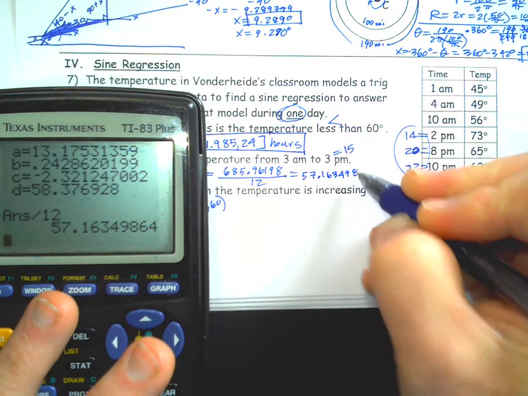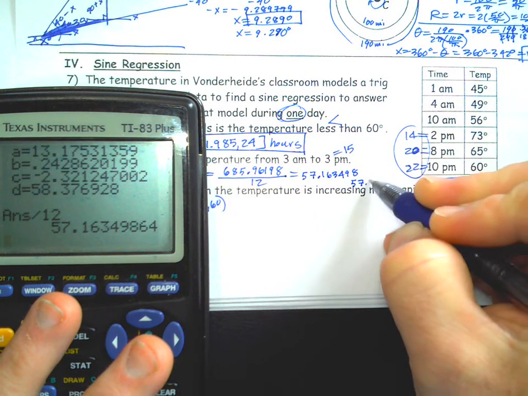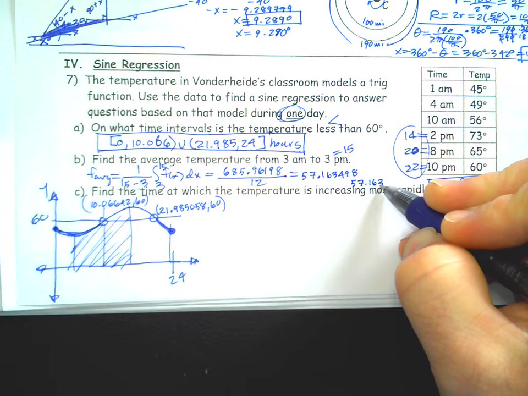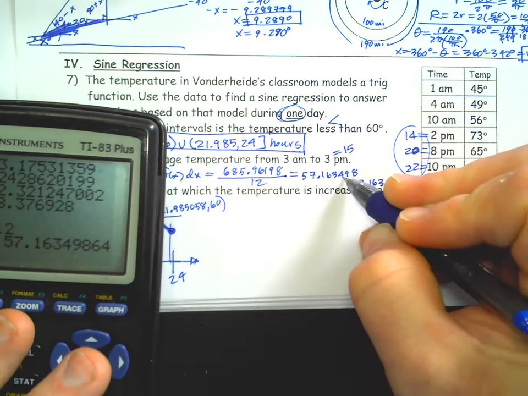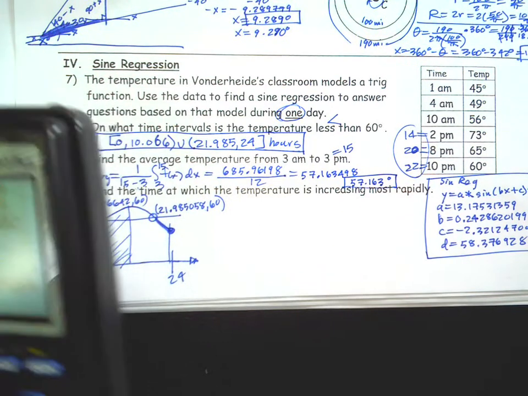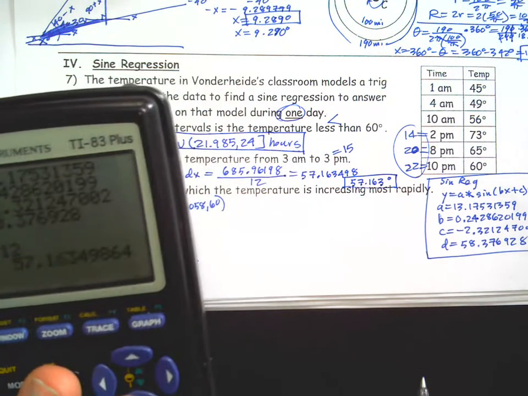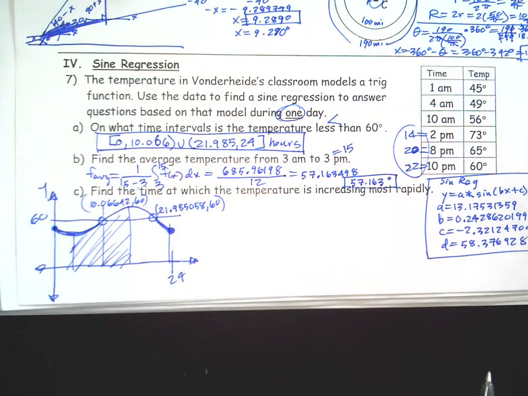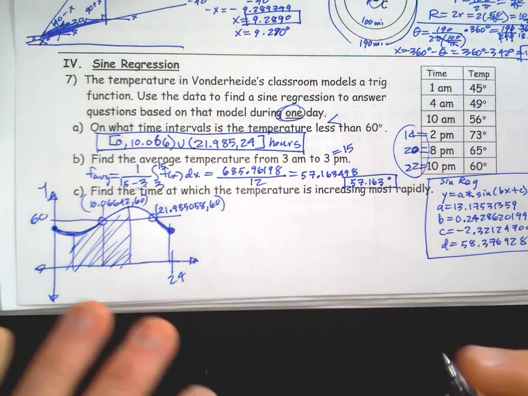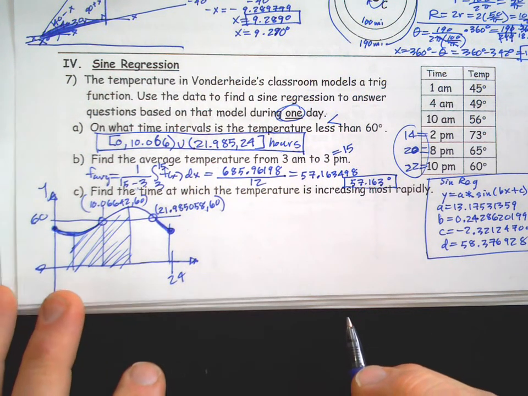So the answer is 57.163 degrees. Okay, 3 decimal, actually, units, round or truncated comes out the same this time. Find the time at which the temperature is increasing most rapidly. The temperature is increasing most rapidly.